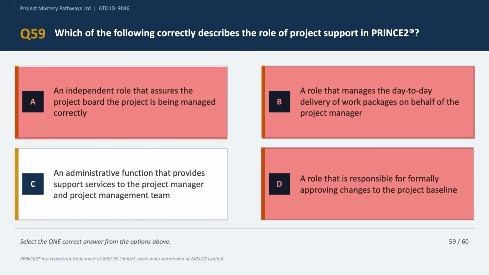Option C says an administrative function that provides support services to the project manager and the project management team, and that's the correct answer choice. Project support provides administrative assistance such as maintaining registers, filing management products, supporting configuration management, creating purchase orders. Let's say that's a very common use case for project support officers, taking minutes of meetings and those kind of stuff. Okay, it serves the project management team. So the correct answer is option C.